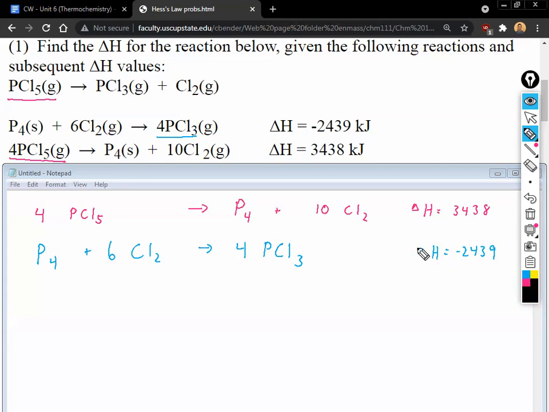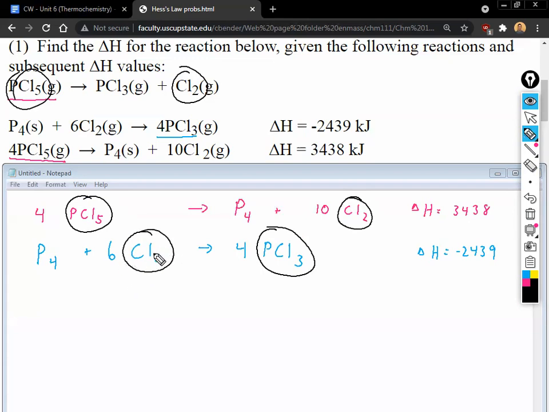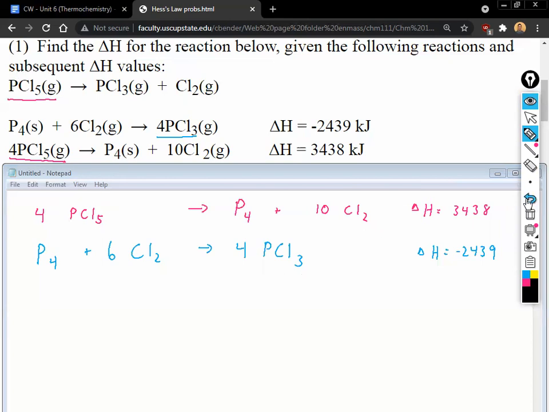Okay, so let's just make sure everybody is in the right spot. PCl5, we want it on the left side, so we've got it on the left side. PCl3 is on the right side, so we've got that on the right side. And then Cl2 appears on the right side and the left side, so it seems like they're going to be canceling each other out a little bit. Okay, so let's do some magic. We don't want P4. If you notice, there's P4 on the right side and the left side. So the P4s are going to cancel out.